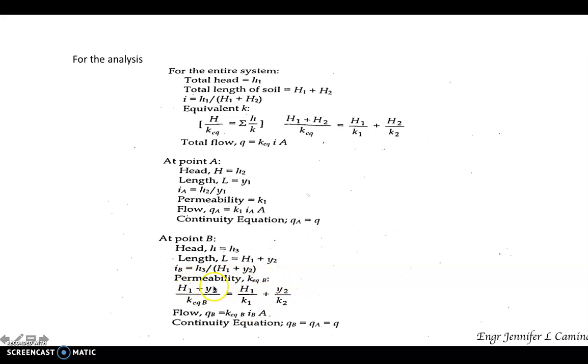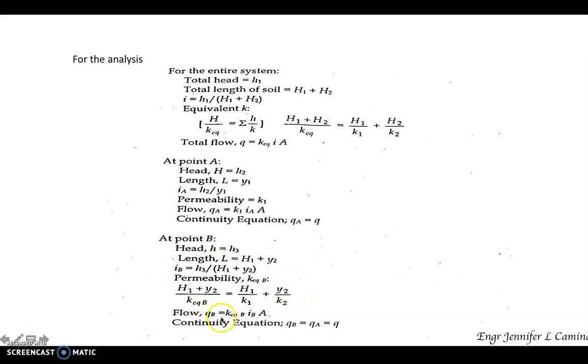So that would be the height of the soil all over K equivalent. The height of the soil, of course, is H1 plus Y sub 2, all over K equivalent, is equal to H1, the height of soil 1, all over the hydraulic conductivity of soil 1, plus Y sub 2, the height from the surface layer of soil 2 towards point B, all over, since point B is at soil 2, the hydraulic conductivity of soil 2. So this is now our permeability coefficient for the equivalent hydraulic conductivity.